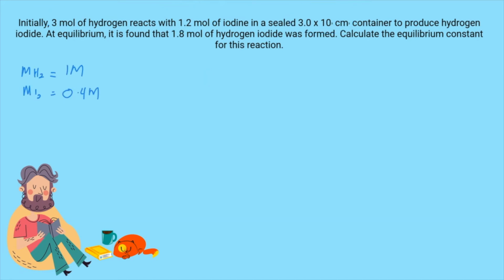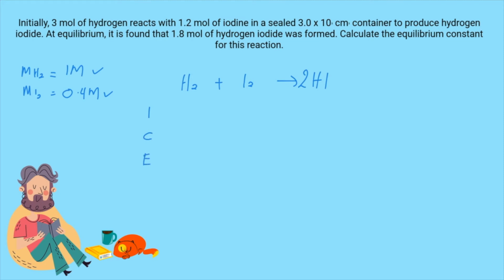Right, so from the calculation, we already have the molarity for hydrogen and also iodine. What you need to do now is write the balanced equation for this reaction. It states here that hydrogen reacts with iodine to produce hydrogen iodide. Since you have 2 I here and 2 H here, it means that you need to put 2 around here. So from here you can write your ICE diagram.